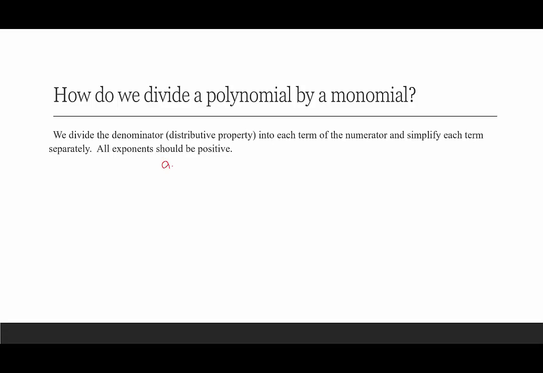So if we have a plus b plus c divided by d, we take d and we divide it into each of the terms that are in the numerator. So we would have a over d plus b over d plus c over d, and then we would simplify each one separately. Now, this could also be subtraction. So it could be a minus b minus c, in which case it would be a over d minus b over d minus c over d.